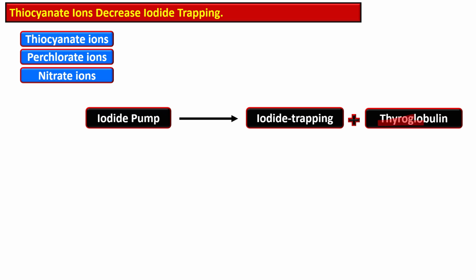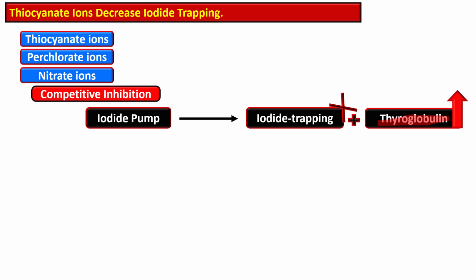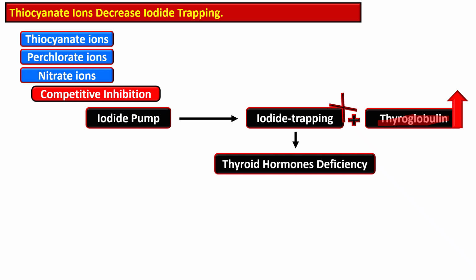is not affected. So thyroglobulin is still produced, and iodination of this thyroglobulin is disturbed. And due to this disturbed iodination, the thyroglobulin is still formed, so its concentration increases while its iodination is blocked. So T3, T4 synthesis failed.